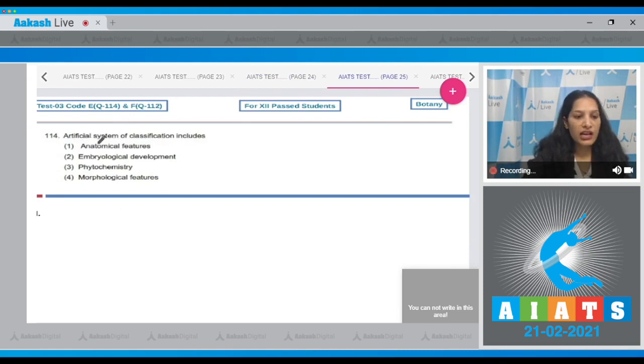Question number 114. Artificial system of classification includes morphological features only. So the correct option for the given question is option number 4. Let's move to the next question.